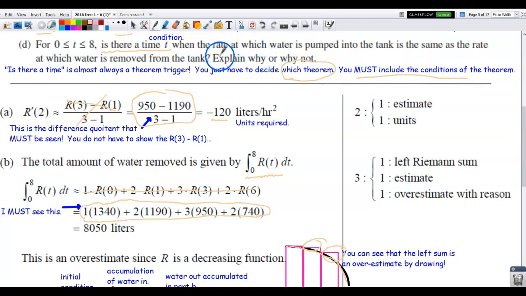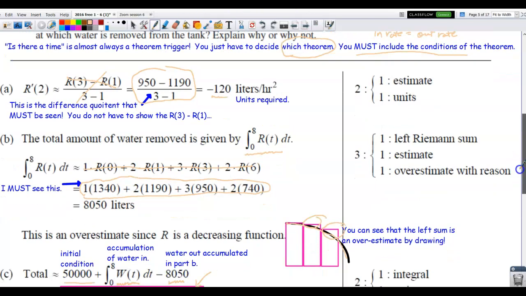All right, so let's go back up and finish what they told us to do. Is there a time when the rate of water pumped into the tank, so the in rate, is equal to the rate at which water is removed from the tank, which is the out rate? So basically they're saying, does the in rate ever equal the out rate? Well, let's come down here and take a look at my work. I think I have a pretty clear explanation in part D.